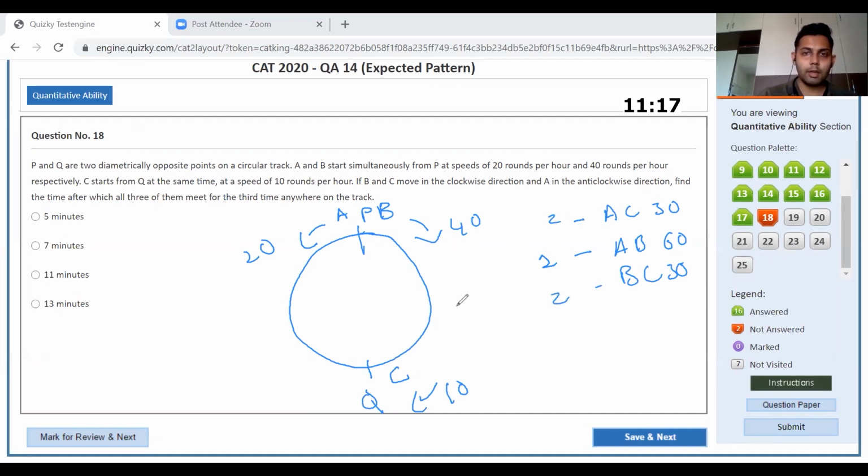The first meeting will be in 1 minute itself, because half the distance is already covered. So the first meet will be in the first 1 minute. Then we'll take the LCM, and every 2 minutes they will be meeting. Once they've met, that is the starting point. Now their relative speeds are 60 and 30. So A and B will meet every minute, and A, B, C will meet every 2 minutes. So first meet, second meet, third meet. So that is 5 minutes.